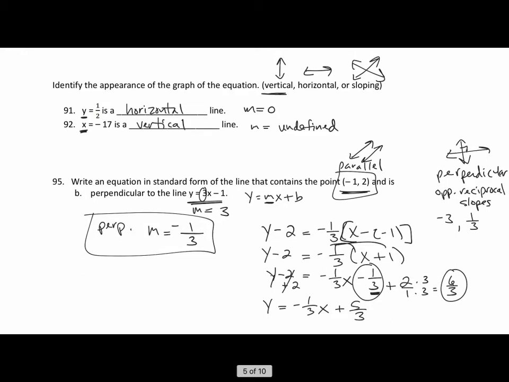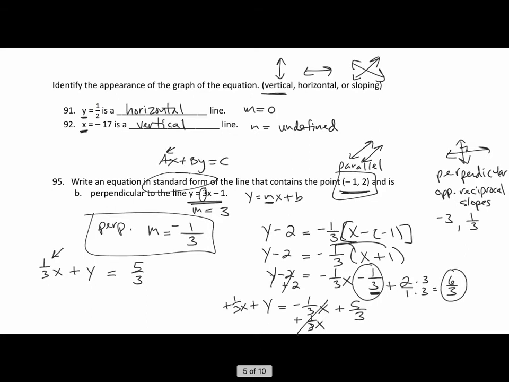Then we need to get x and y on the same side. So I'm going to add a positive 1/3 x to both sides of the equation. Okay, I'm going to bring it over here. So positive 1/3 x plus y on the left side of the equal sign, and just 5/3 on the right side of the equal sign. This is close to standard form, but it's not quite standard form yet because a has to be a whole number. And 1/3 is not a whole number.